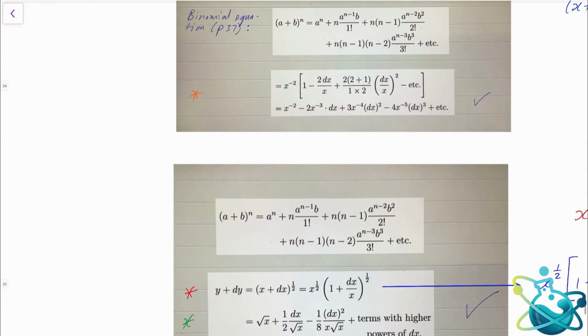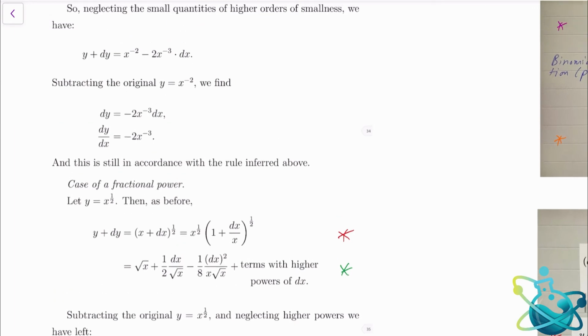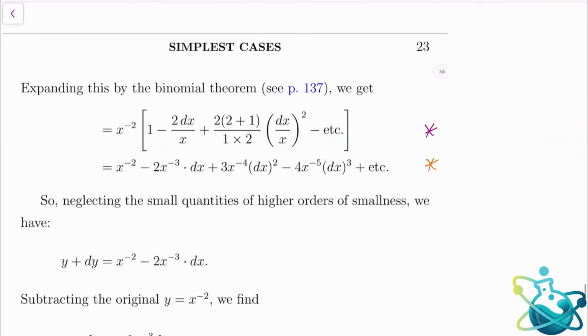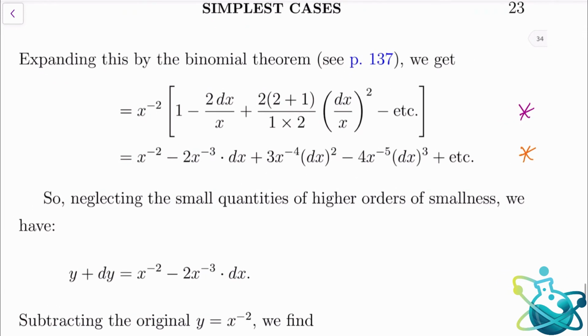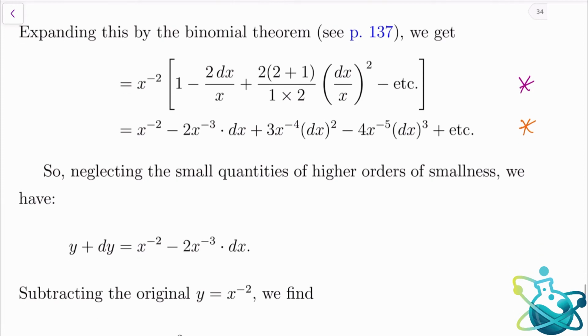Good. Let's look now at the other case. We're not done with this, sorry. So you end up with these terms here. Let's carry on, guys, as quickly as we can. Neglecting the small quantities of higher orders of smallness, the second order and the third order of smallness, you can strike them out. You know the process by now from the previous section. You strike them out and you're only left with the other two terms, which are these two here.